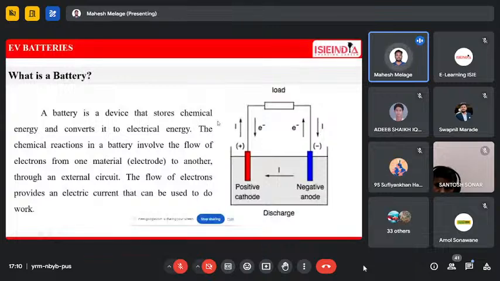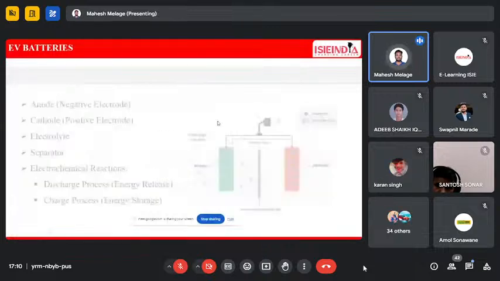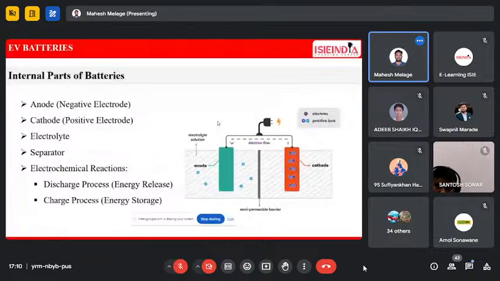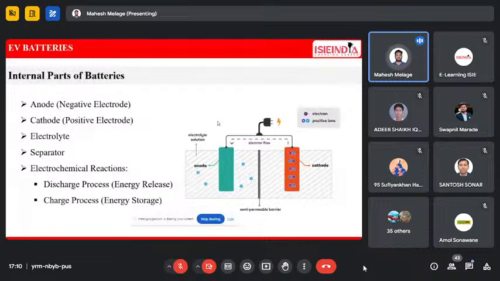Okay. The next one is the internal parts of the battery. We can see in a battery, basically there are two major parts, anode and cathode, which we have called the positive terminal and negative terminal. But some more components are built into a battery. First is the anode, we denote it as a negative electrode. Then cathode, we denote it as a positive electrode. Then it is an electrolyte.